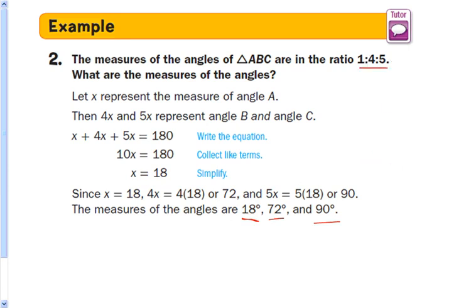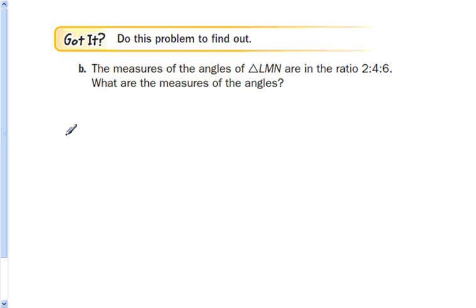Okay, let's try a problem like that. Your got it problem is set up the exact same way. The measures of the angles of triangle LMN are in the ratio of 2 to 4 to 6. So what are the measures of the angles? Pause the video right now and use your other example to do this problem.